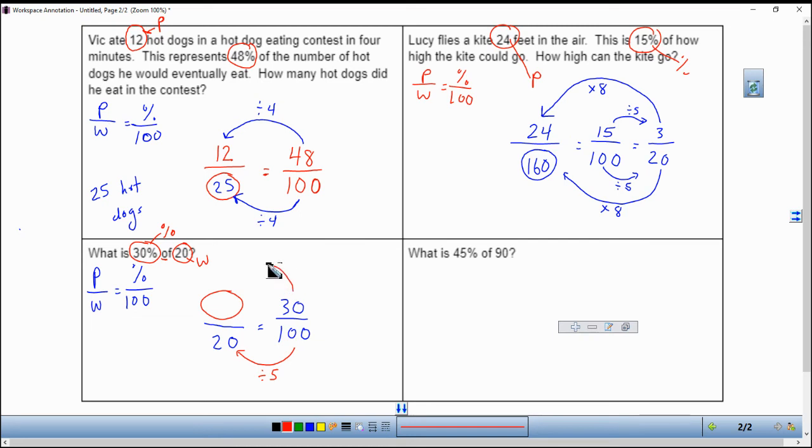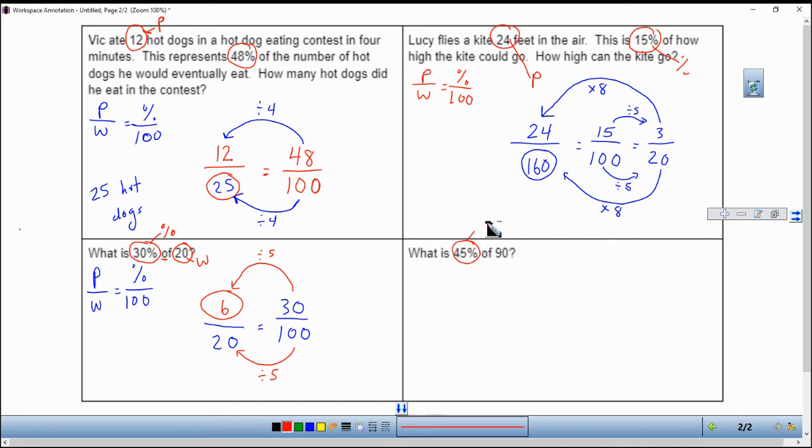So how can we get from 30 to the mystery number? We're also going to divide by 5. 30 divided by 5 is 6. Okay, let's check this last one here. Trying to find 45% of 90. Same type of problem here.